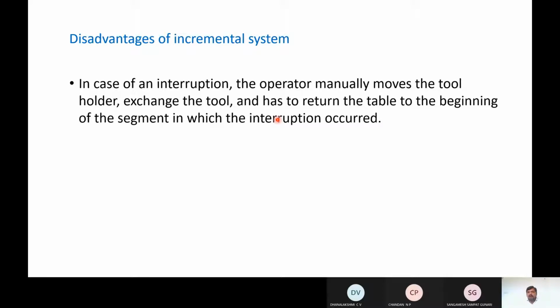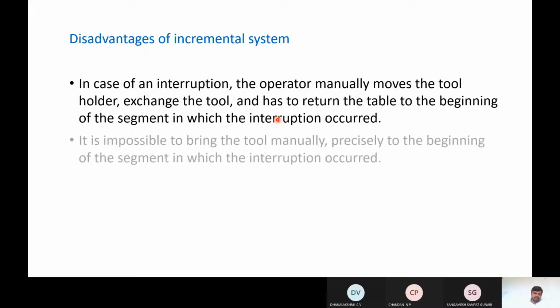So tool or XY table. In case of CNC machine tool, the tool will move without removing material to the point till it reaches the point of interruption. After that, it will start removing material. So that is a disadvantage. It is impossible to bring the tool manually precisely to the beginning of the segment in which interruption occurred.